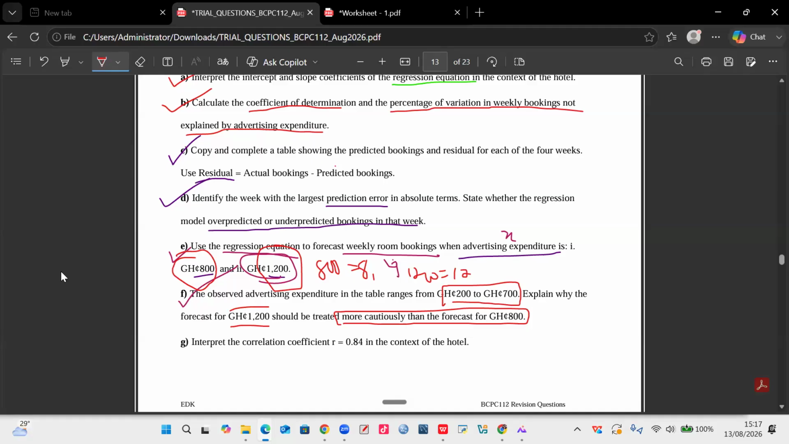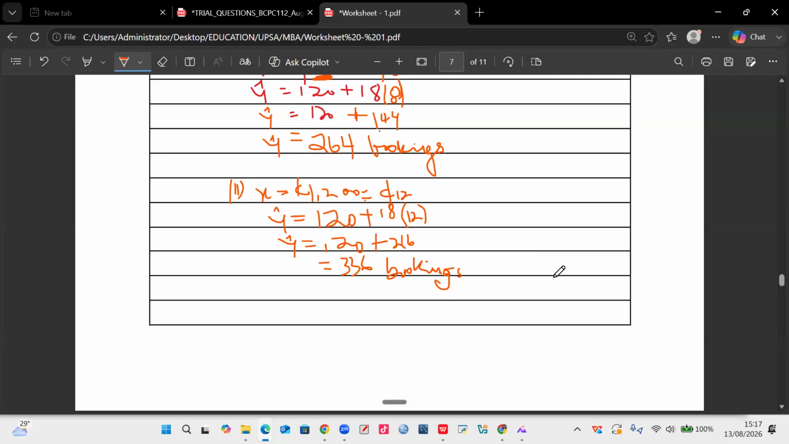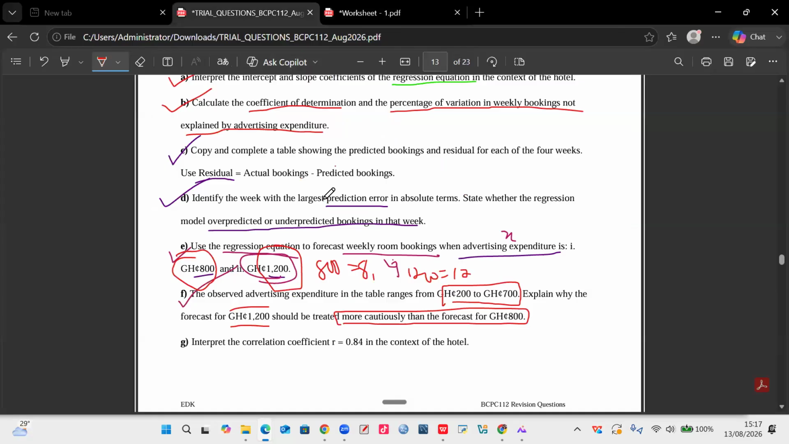I'll go back to explain that when we use 800, which is 8, we got 336 bookings. And when we use 1,200, which was 12, we also got 336 bookings. Or we can also say that the range is 200 to 700.